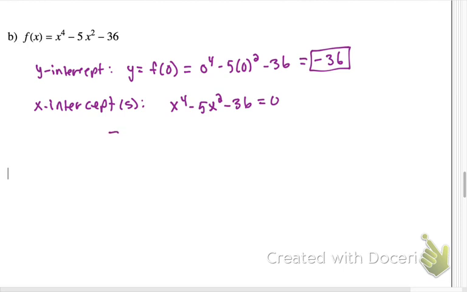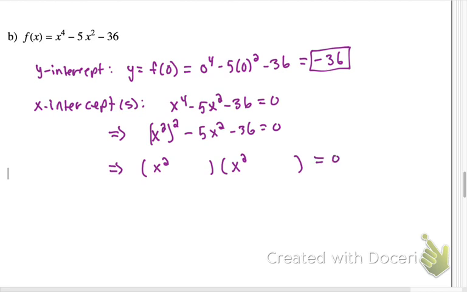if you rewrite the x to the 4th term as x squared squared minus 5x squared minus 36 equals 0, you'll notice that the power of x in the middle term is being squared. So x squared is being squared in the first term to get x to the 4th. And what we can do is factor this by factoring it into two binomials that start with x squared.